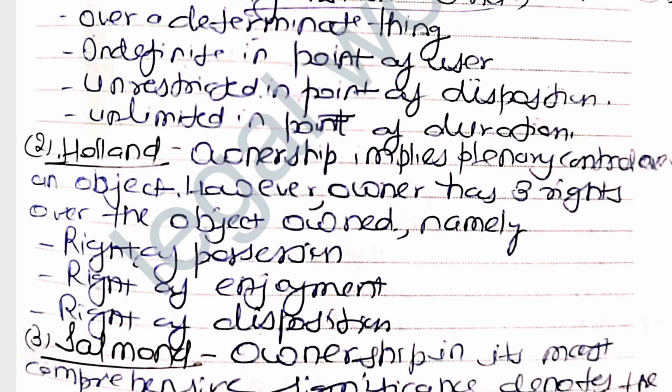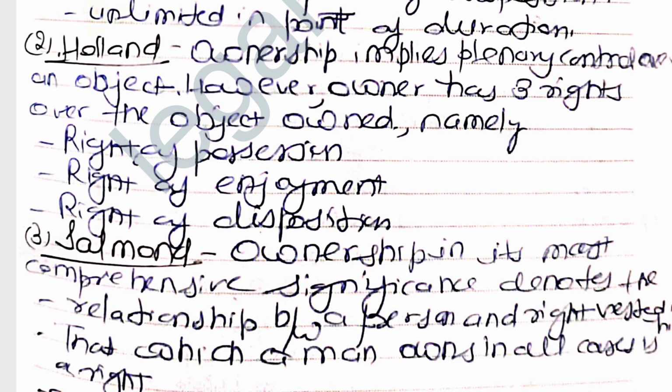The second definition is given by Professor Olen. According to Professor Olen, ownership implies plenary control over the object. However, the owner has three rights over the object owned, namely the right of possession, right of enjoyment, and right of disposition.